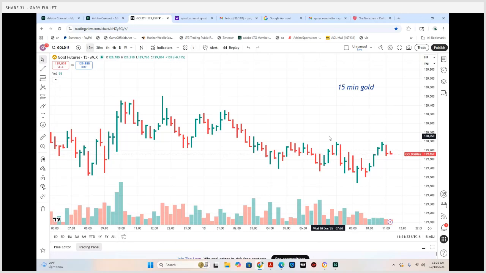So this is a 15-minute chart. The point is that we see the markets and we want to know who's in control, the buyers or the sellers.